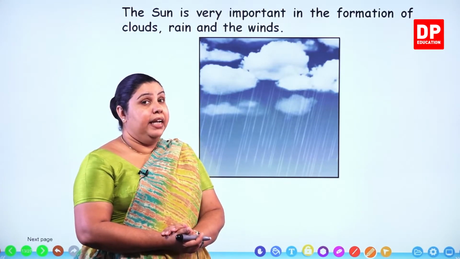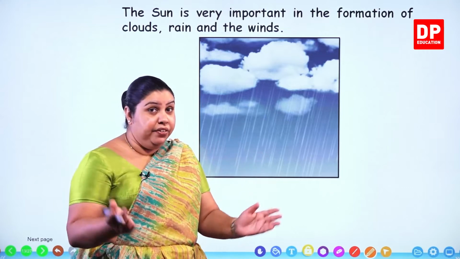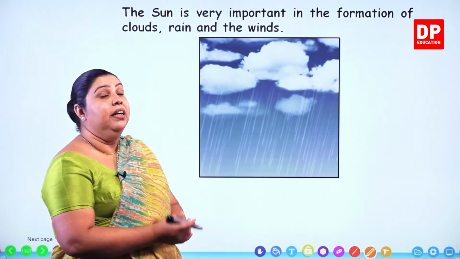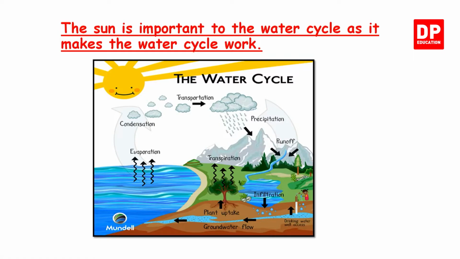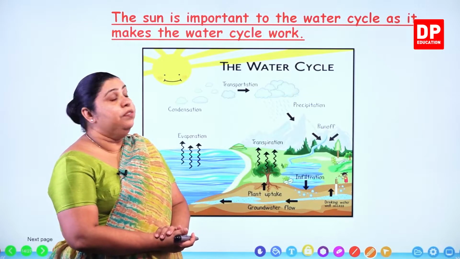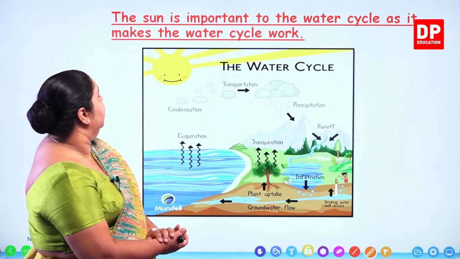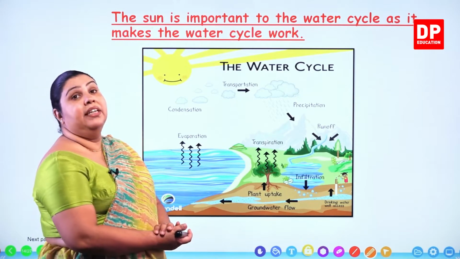How the sun can help us in getting rain, because that helps in the water cycle as well. Let's take a look at this. The sun is important to the water cycle as it makes the water cycle work.